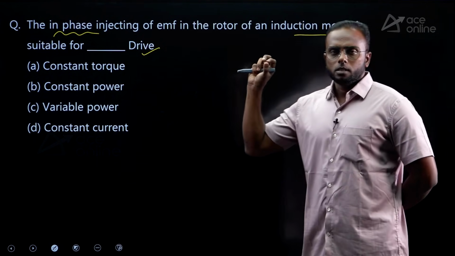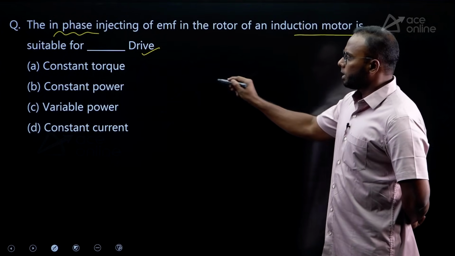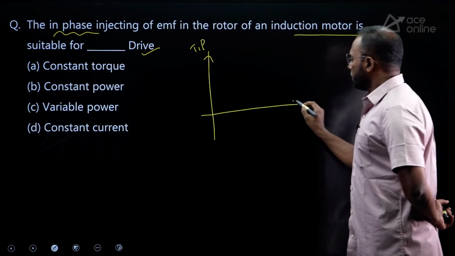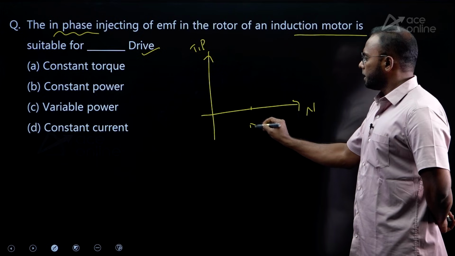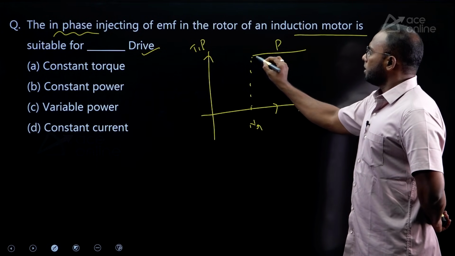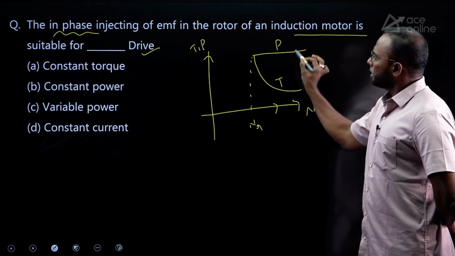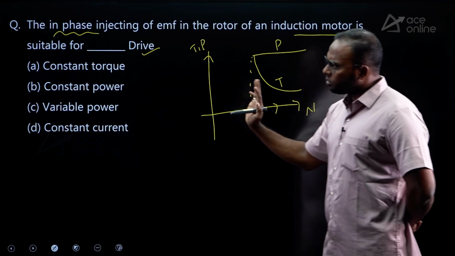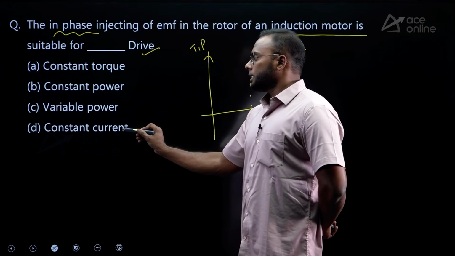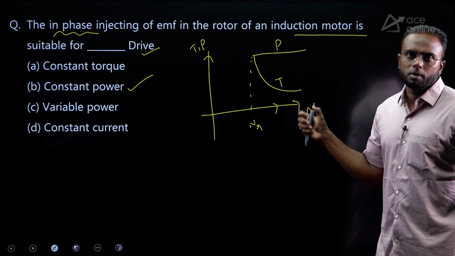So in phase, as speed increases, above rated speed, high speed, which type of drive? If you remember the type of drive, torque power drive we have for above rated speed. This is rated speed, let above rated speed. In the above rated region, power is constant and torque varies like this. Constant torque, no. Constant power, yes. Variable power, no. Constant current, no. So constant power is there, so above rated speed it is a constant power drive.